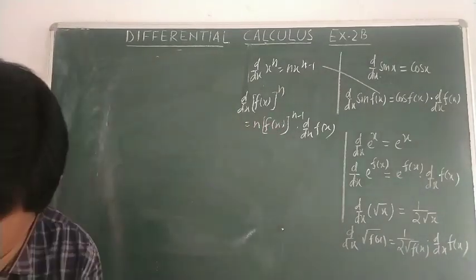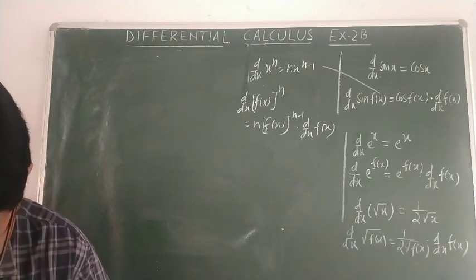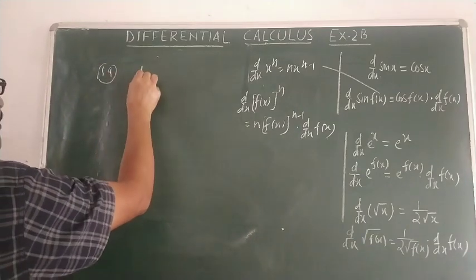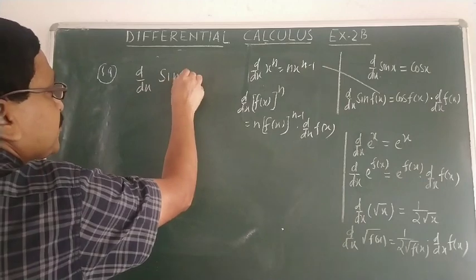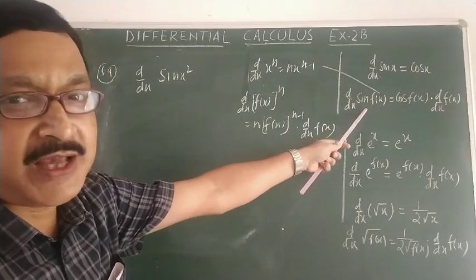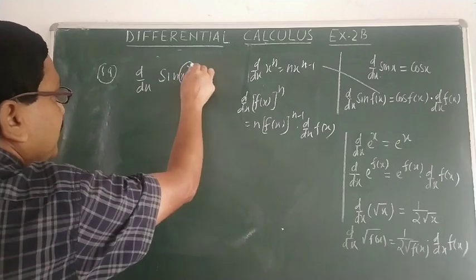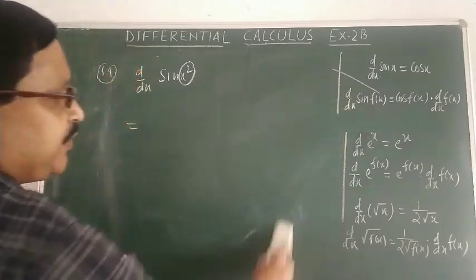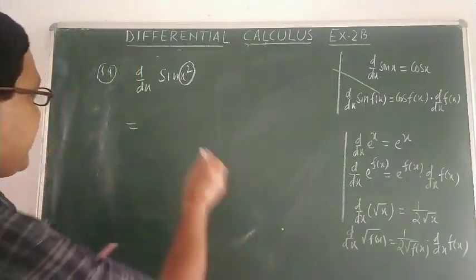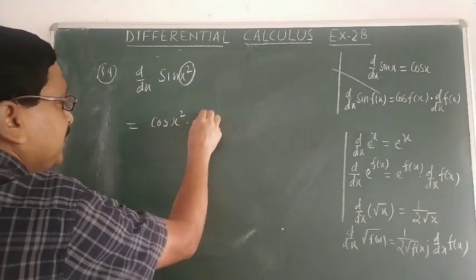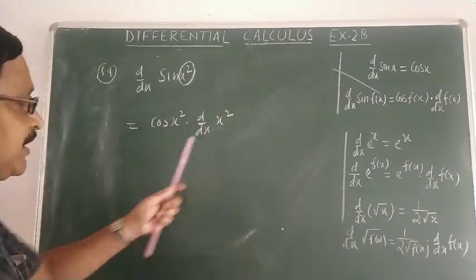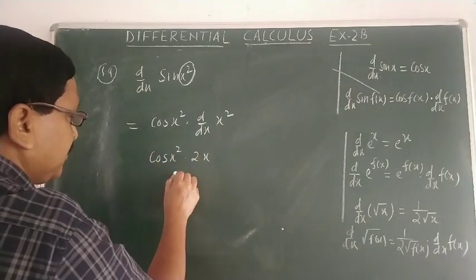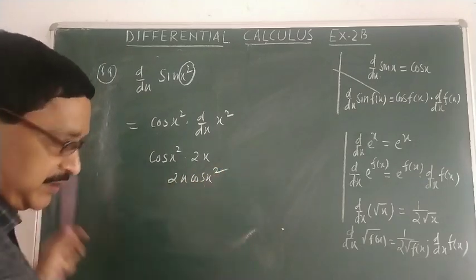Now let me select one more question. Question 19, d by dx of sin x square. Students, we select this formula, sin of f(x). This is your f(x). So the derivative of sin f(x) is cos f(x), that is cos x square into d by dx of this f(x). And the differentiation of x square is 2x. Many times I taught you, this is 2x. So 2x cos x square is the answer.